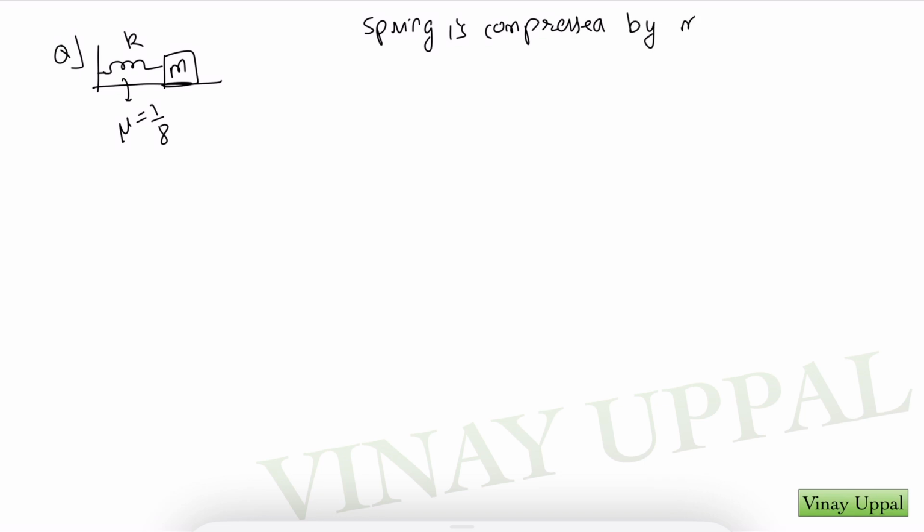So I have a block, let's say mass m, spring constant is k, let's say the coefficient of friction is 1 by 8, and the spring is compressed by mg by k and released. So the block will oscillate, but because of friction it will eventually come to rest.